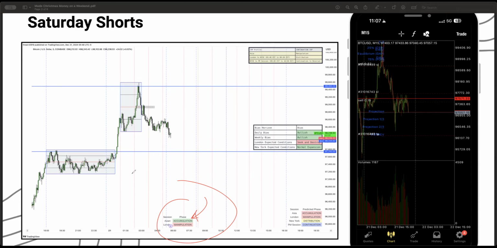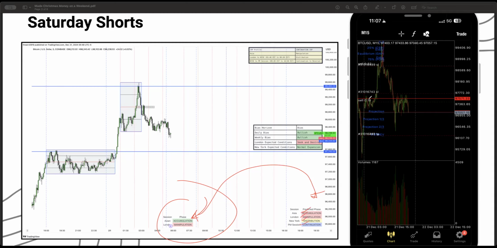No one knows that. No one can quantify it, which is why everyone has subjective bullshit spewing around on YouTube and Instagram, TikTok, etc. Now with this information, what you can do is you can see that price will then predict the entire day for you. Accumulation, manipulation, distribution, continuation.